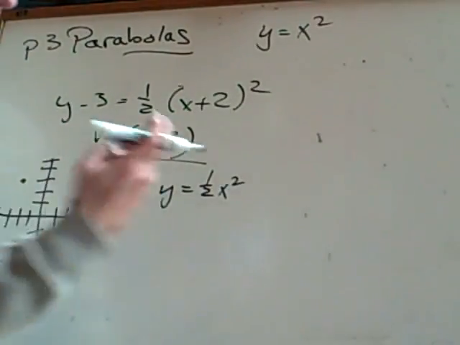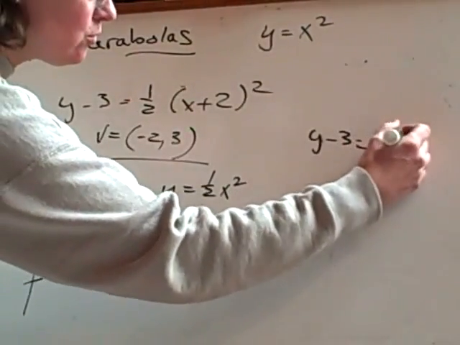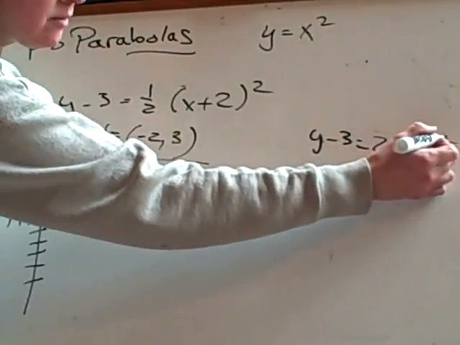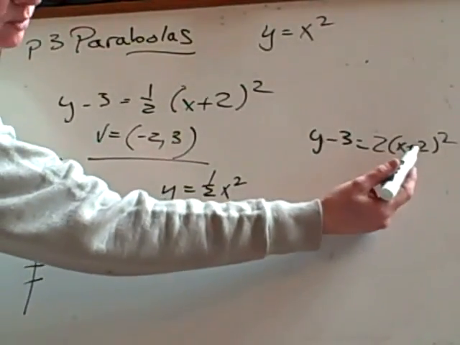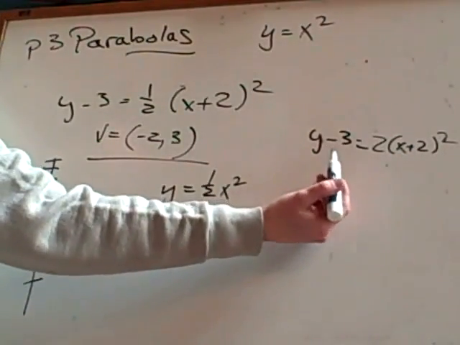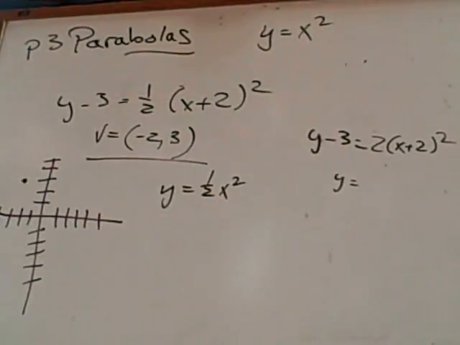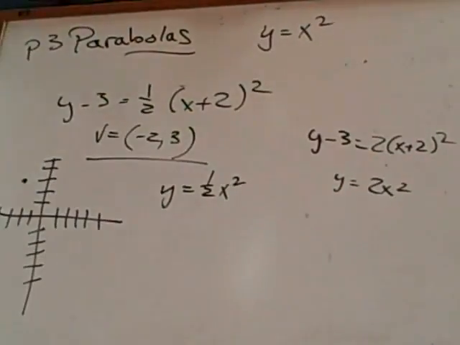It gives you y minus 3 equals 2 times x plus 2 quantity squared. Do you see that one? Then it asks for the untranslated parabola. What would my vertex on this one have been? It would have been negative 2, 3. What is left over when you're just looking at the untranslated one? Y equals 2x squared. Perfect. So that's one of the things you want to be able to do, pull out whatever the untranslated one is.